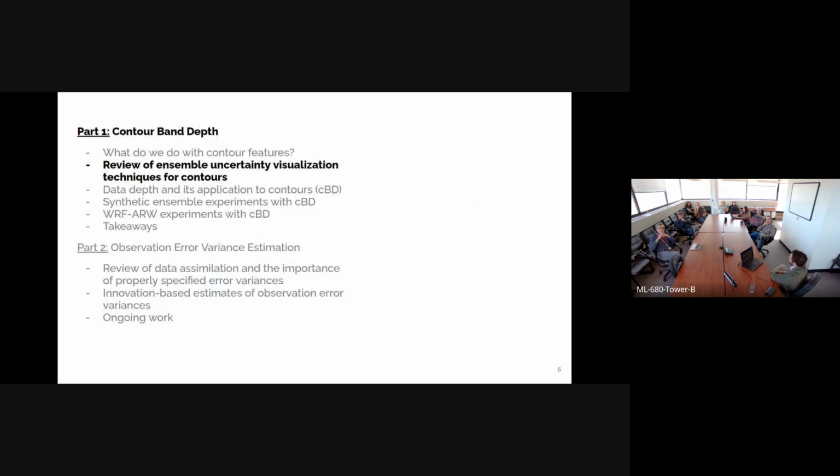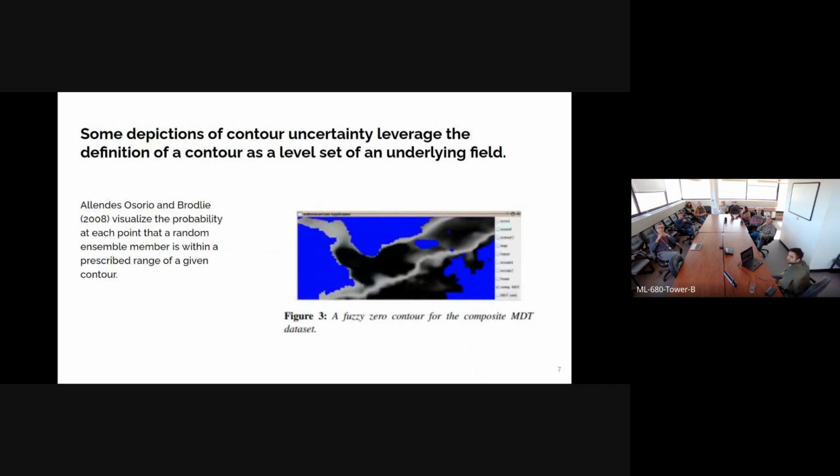I'm going to spend a couple minutes looking at ways that this problem has been approached previously. These are not the methods that we are focusing on for this project, but this is just a quick review of other things that people have tried before. A subcategory of methods that I'm going to highlight is ways to depict contour uncertainty that specifically leverage the definition of a contour as the level set of some underlying field.